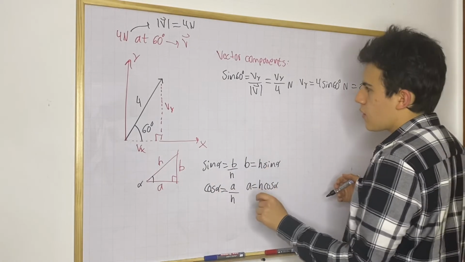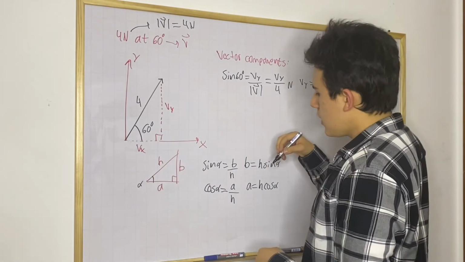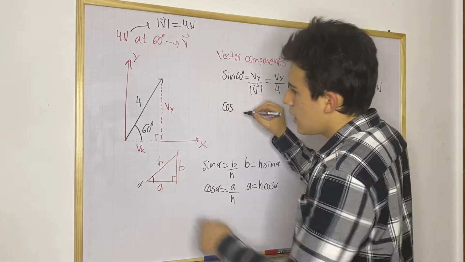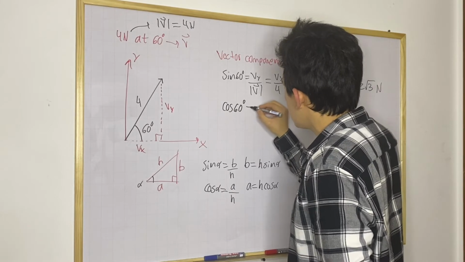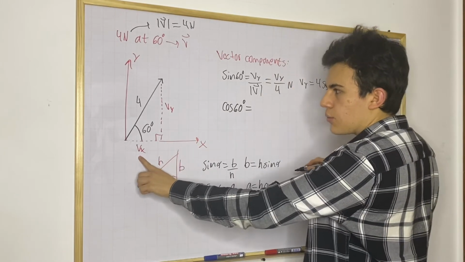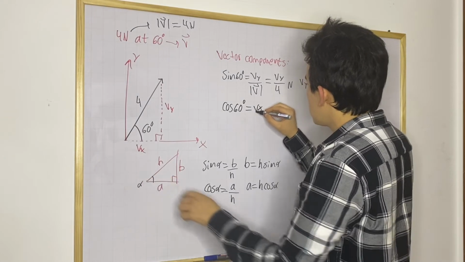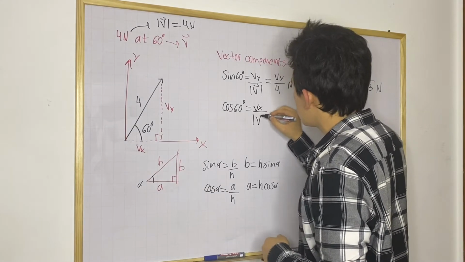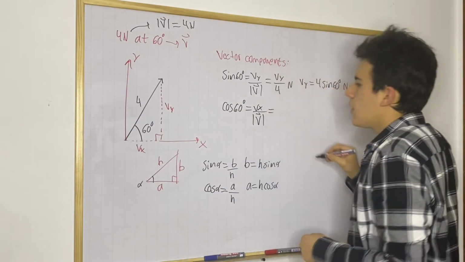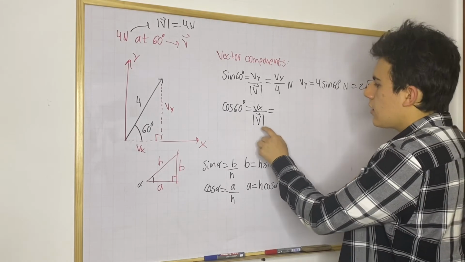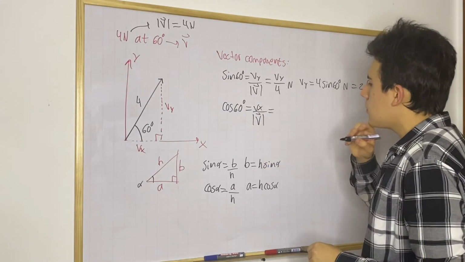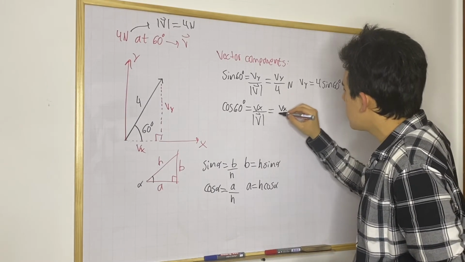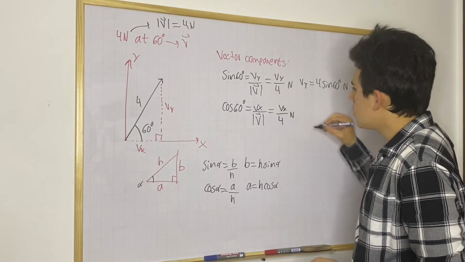Now, what about the vector component x? So let's do it. Now we know we can use cosine and the angle. So we're going to have cosine. The angle is 60 degrees. So cosine of 60 degrees is going to be equal to the adjacent side, which we know is vx, over the hypotenuse, which is the length of the vector, which we write it like this, okay? Now, if we plug in some values into this equation, then we would have that vx, naturally, just let me write vx over 4 in newtons, okay?